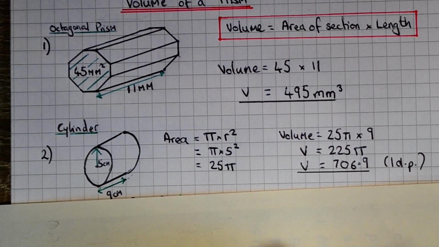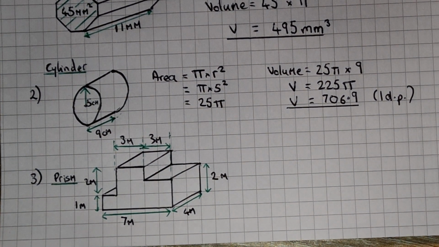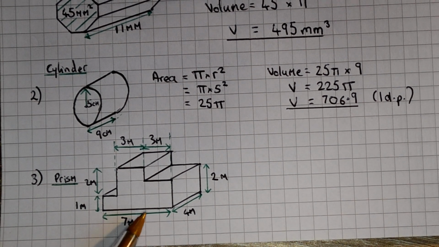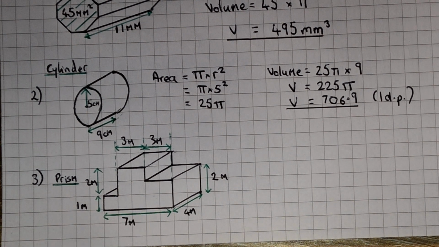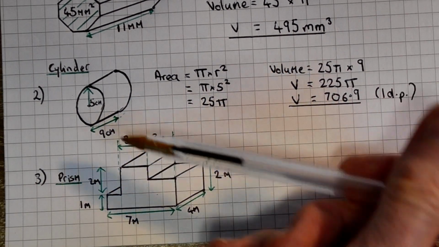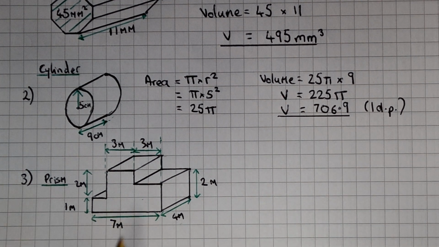Let's have a look at one more example. On this one, it's not any particular type of prism, but the end section is a compound shape made up of a number of rectangles. But exactly the same procedure. We need to find the area of the section and then multiply by the length. There's a lot of measurements here. This one's the length. Anywhere you cut as you go along here, if you slice it along that line, then it will always have this section.